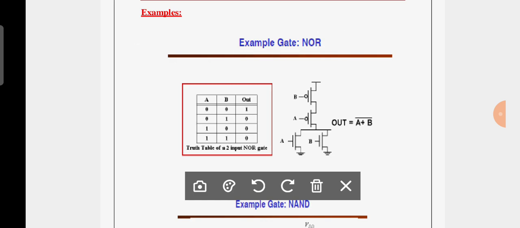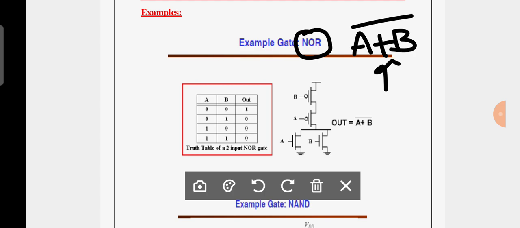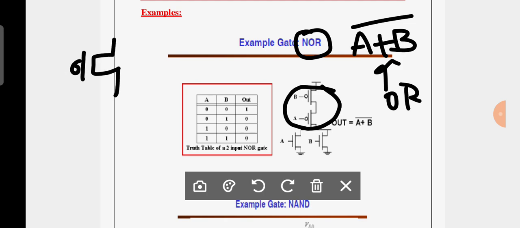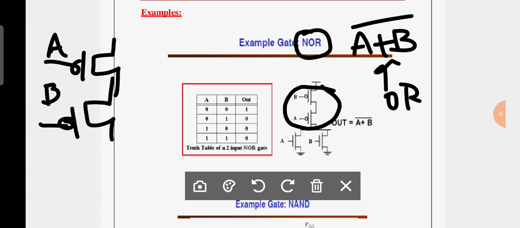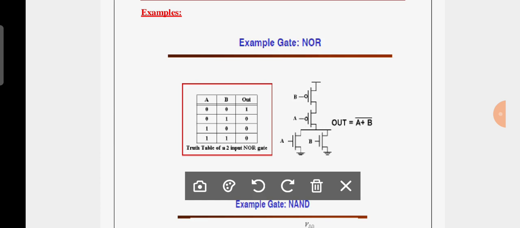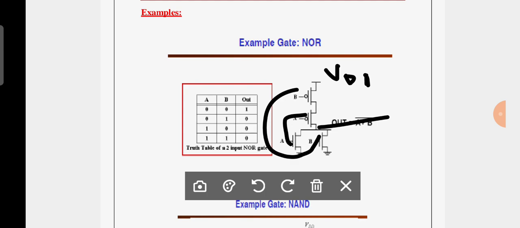Now you can observe the Boolean expression. This is a NOR gate. We know very well NOR is nothing but A plus B whole complement. Therefore, if you observe, this pull-up network is connected in series, A, B. And this pull-down network is connected in parallel. Is it understood? The common input is given to this transistor and this transistor, and the output is taken between the drains, with VDD and VSS at the ends.